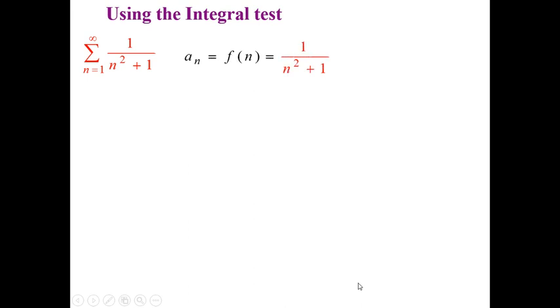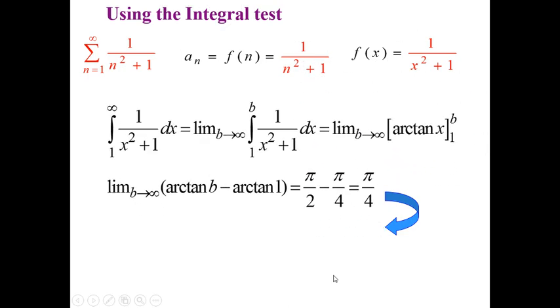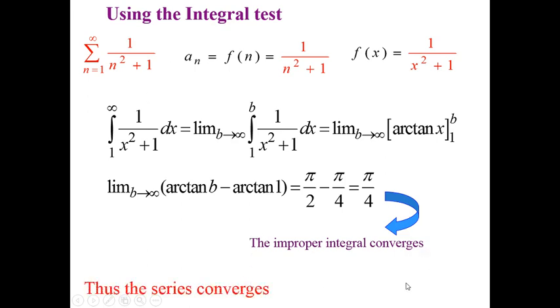Here's another example. Again, using substitution, replace all n by x, and then integrate using improper integration. You'll find that it's pi over 4, which is a finite number, so the improper integral converges. That means the series converges.